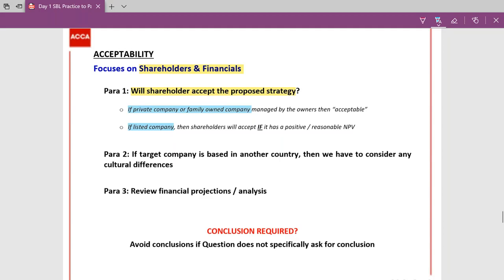But if it's a listed company, then the owners are public and the directors are agents. So in that case, the shareholders will accept if the projected profitability or net present value of the proposed acquisition is positive, right? Shareholders, their objective is to maximize wealth. So if the acquisition is going to improve the company's overall profitability, obviously they will approve it.